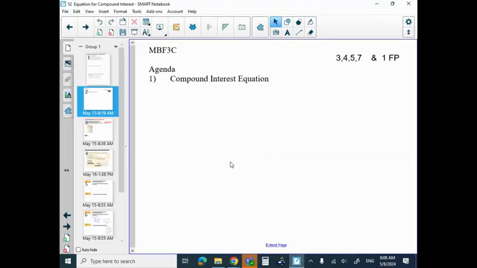All right, here we go. This is the next lesson in the financial unit, and we're looking at the equation for compound interest this time.